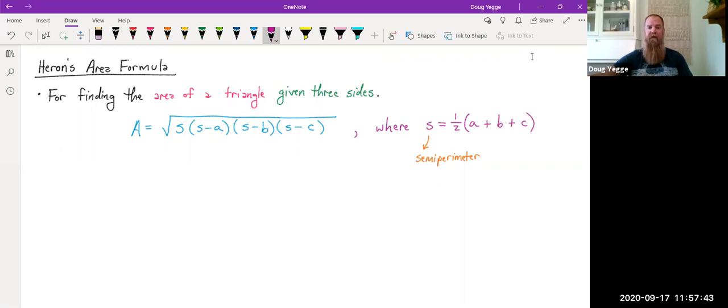It seems kind of peculiar, but notice that all we need are the perimeter and each of the sides, and based on that, we can directly find the area of a triangle.